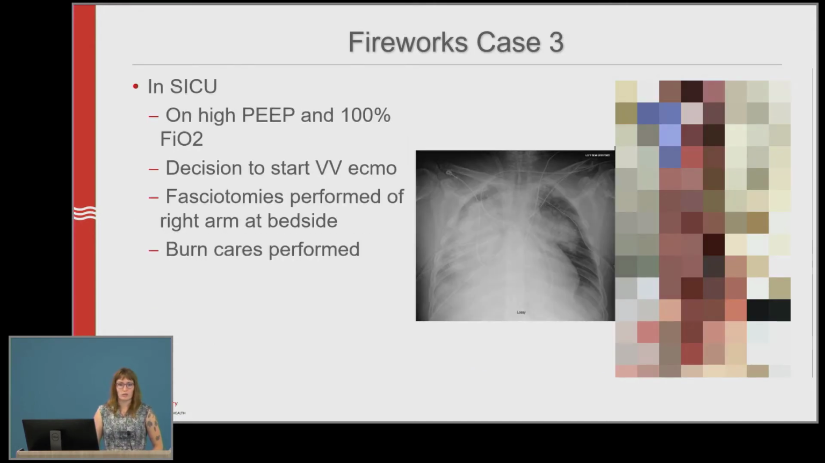In the SICU, he was on super high vent settings, 100% FiO2, and just failing. So we discussed him with thoracic surgery, and they put him on VV ECMO, which saved his life. For that arm that was pulseless, ortho came to the bedside, reduced it there, and then also performed fasciotomies at the bedside. Burn care was performed to his chest as well.